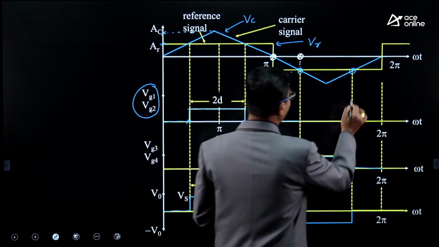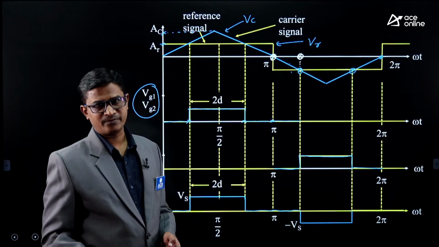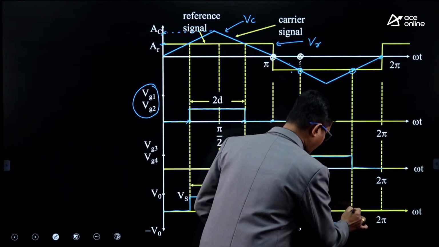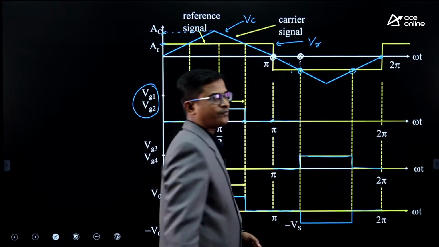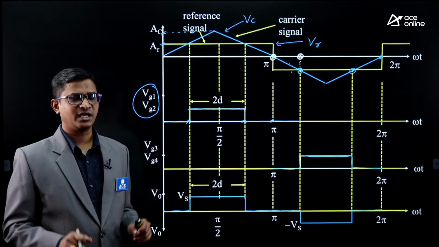Similarly, you can check from this point till this instant, Vc is less than Vr. Trigger pulse generator will not generate the triggering pulses. So what is my output voltage? Output voltage is 0, right? So this is a simple single pulse width modulation technique.